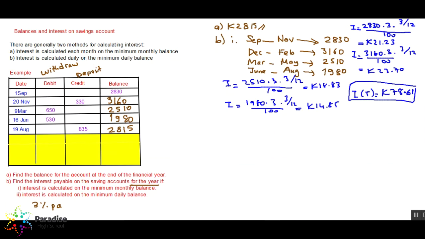Okay, now let's move to the daily calculation. Number C, daily calculation. I forgot to say something here. When you write the time, make sure that at the end it becomes 12. 3 months here, 3 months here, 6, 3 months here, 9, 3 months here, altogether 12 months.